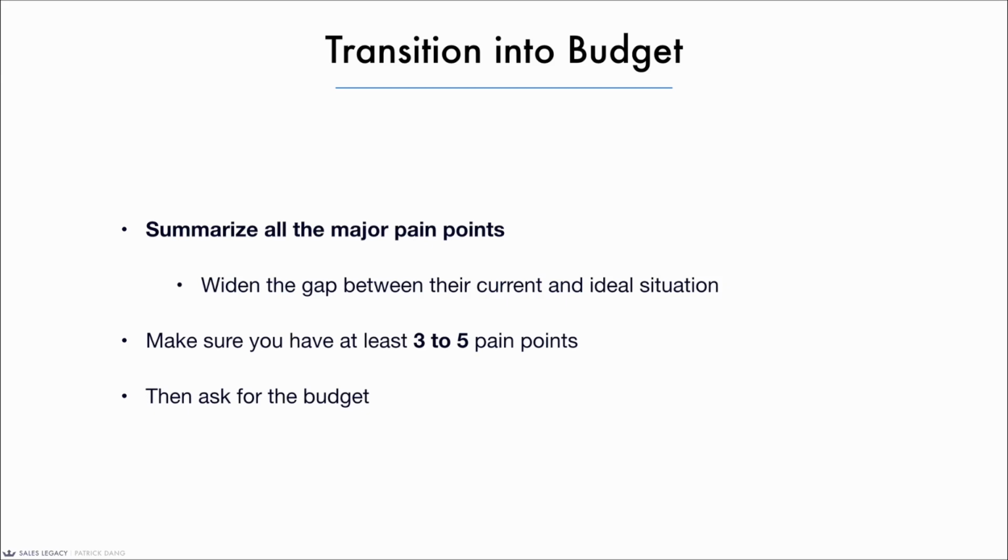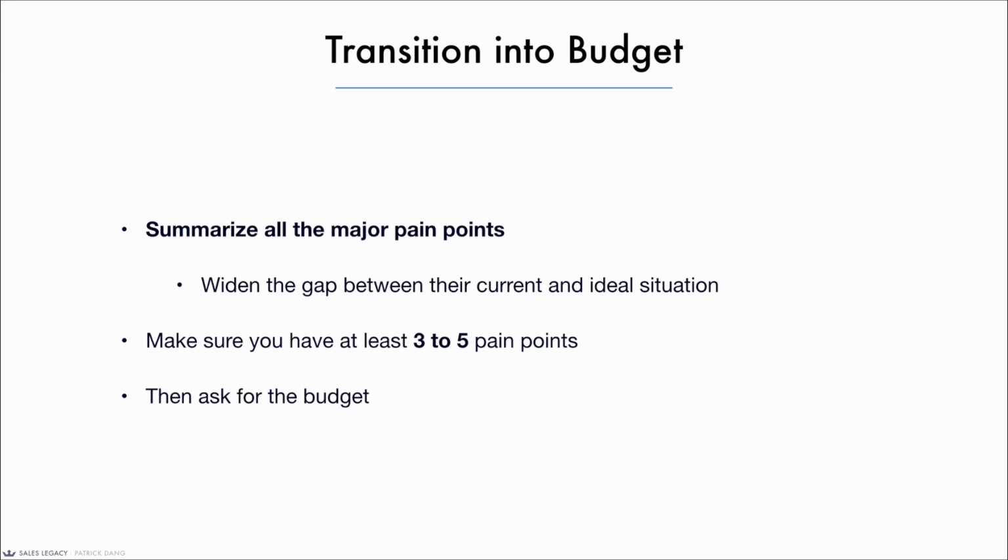When you are in a sales meeting, you are listening to a person's pains, and you're controlling the conversation through smart questions. Then when you want to transition into budget, meaning you're going from asking questions about pain to getting their budget, all you have to do is first summarize all the major pain points that you got, right?